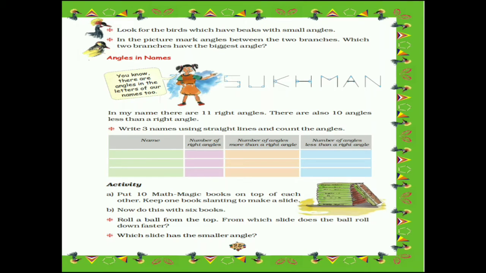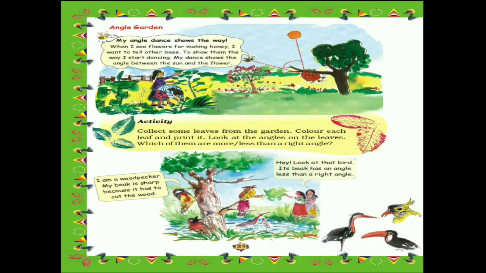Look for the birds which have beaks with small angles. In the picture, mark angles between the two branches. Which two branches have the biggest angle? Now what you have to do? You have to see the beak of the birds which is making an angle less than a right angle, and you have to observe the two branches of the trees which have the biggest angle. Now carefully observe the picture. Let's find the beak of the birds which is making less than a right angle.